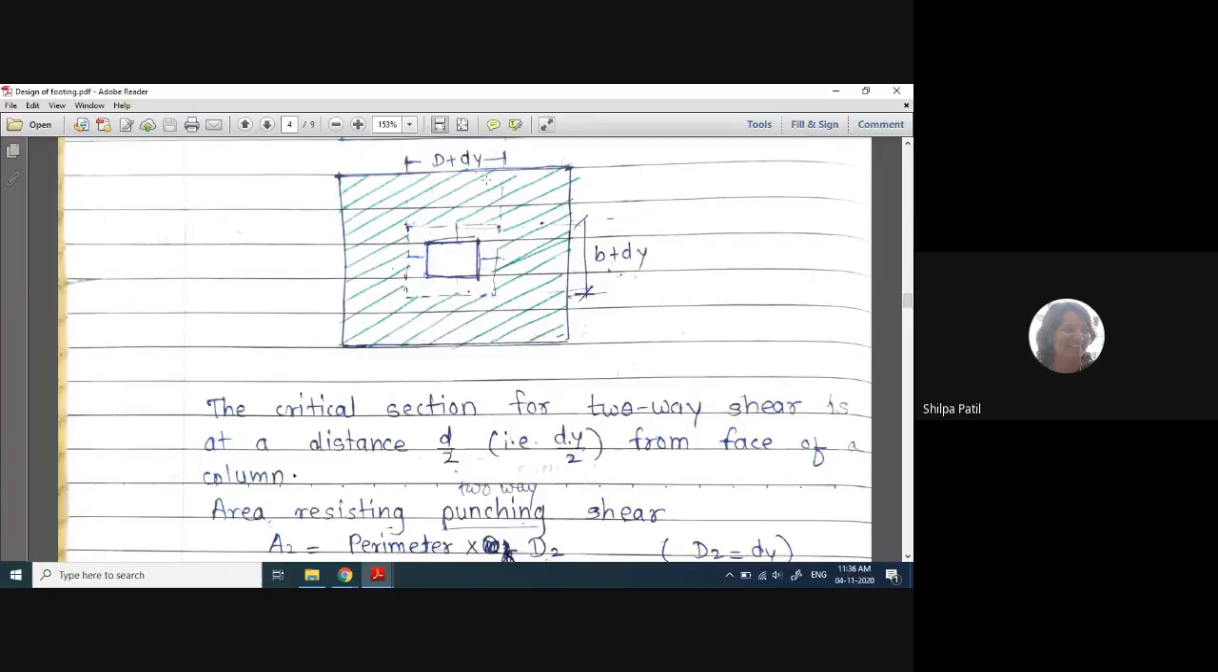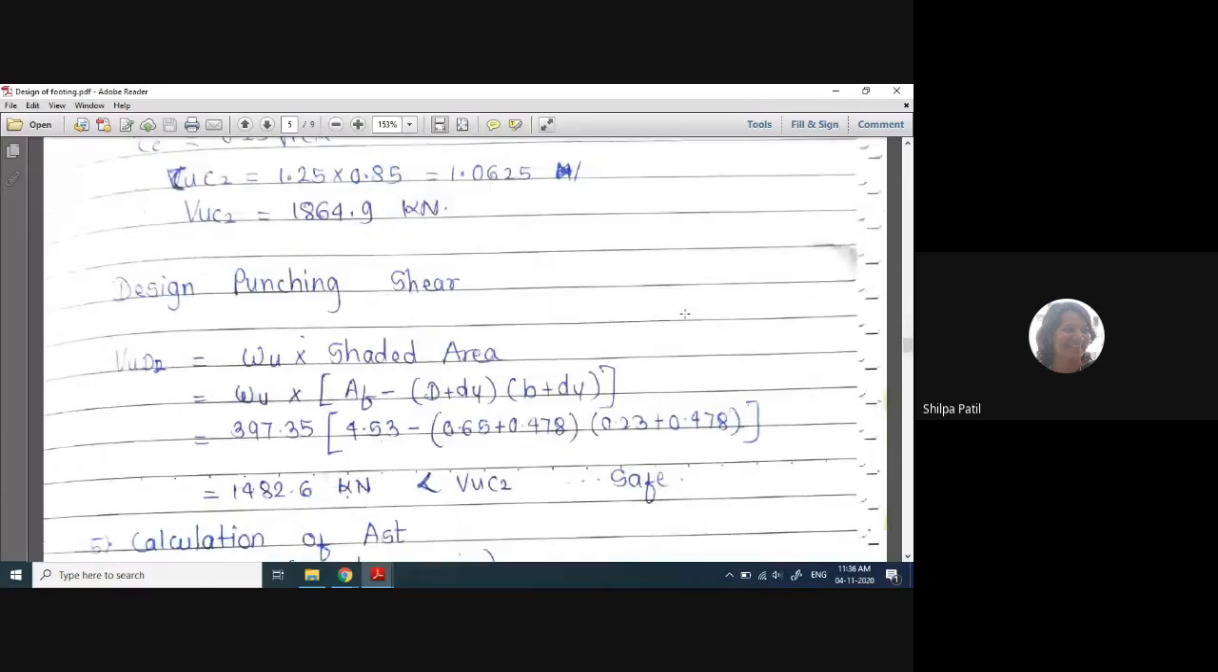So this area is (D plus DY) multiplied by (B plus DY). If I subtract this area, I will get the area of the shaded part, multiplied by WU. WU is the total upward pressure, which we have already calculated yesterday, which is coming as 397.35. So AF, that is LF into BF, we are getting AF as 4.53. And this is the area of the unshaded portion.